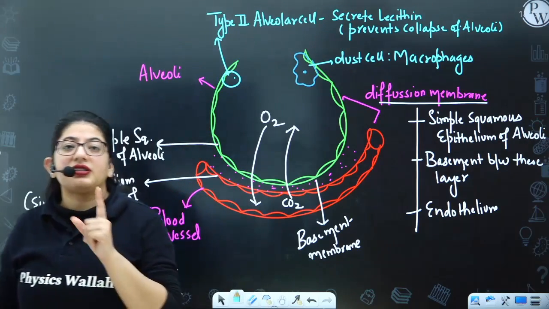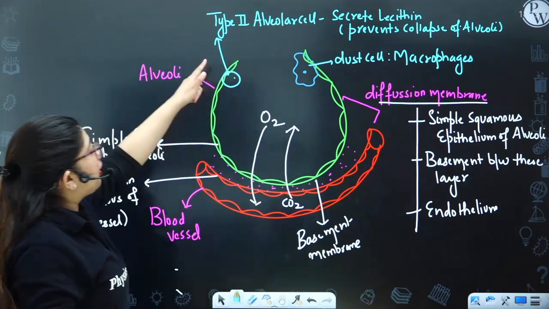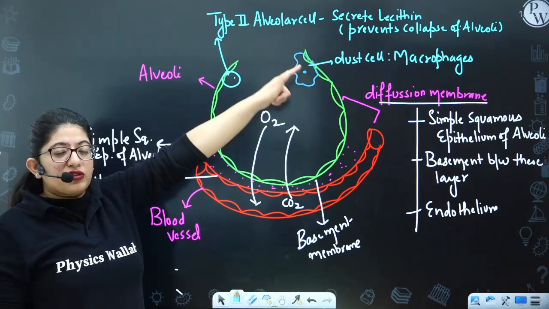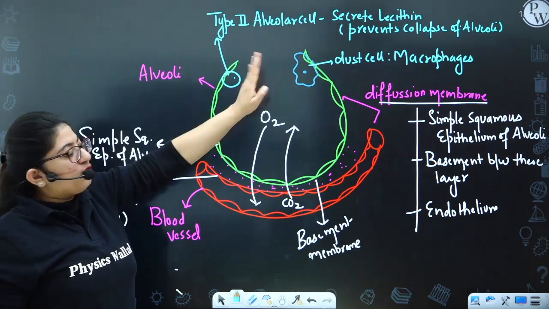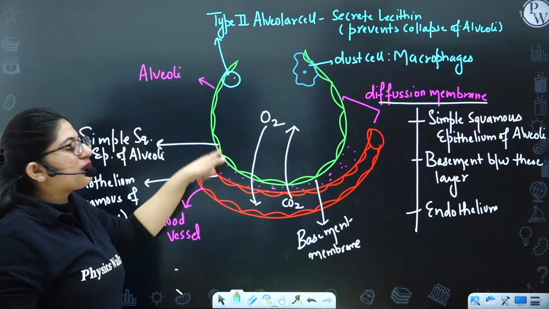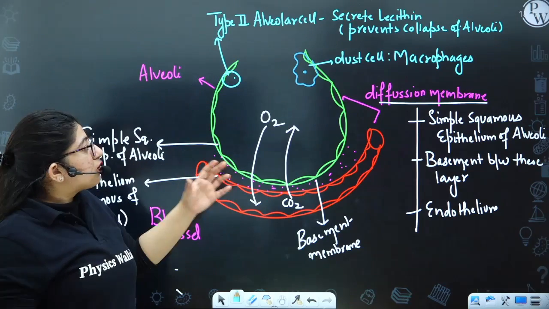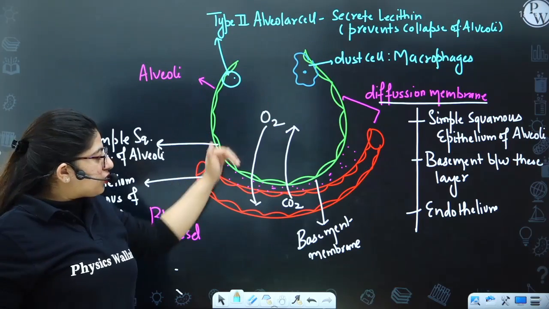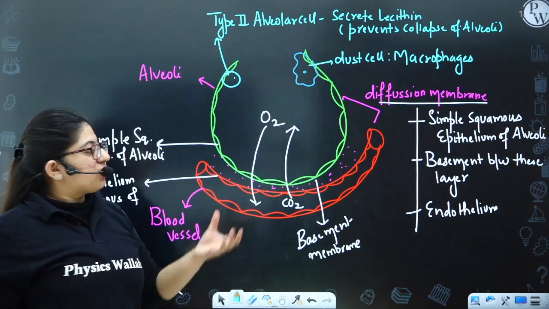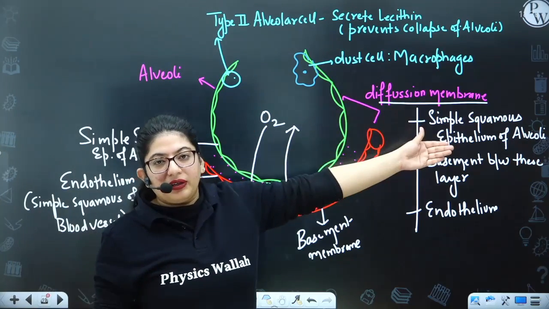And what is lecithin? It's a phospholipid. So do remember it. This phospholipid lecithin is secreted by type 2 alveolar cells of alveoli. Then what are type 1 cells? These simple squamous cells are type 1s, right? So here this is the lumen of alveoli. From here the air enters, and the oxygen and CO2 get exchanged through the diffusion membrane.